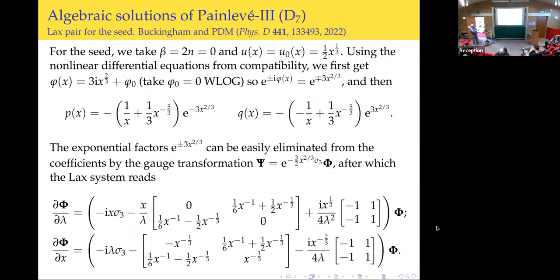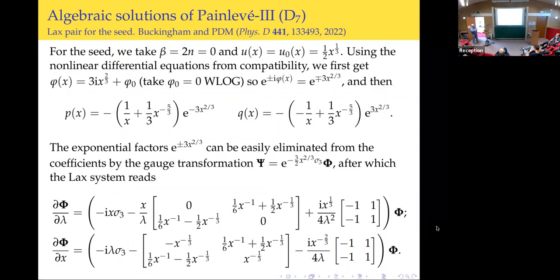So if we take those nonlinear differential equations on the p and the q and the varphi and so on that we wrote on the last slide, then you can pretty quickly figure out what those functions have to be, knowing this about u. So the varphi turns out to be just 3i x to the 2/3 plus a constant, which we'll just take to be 0 without losing any generality.